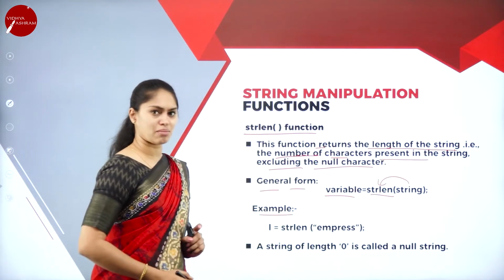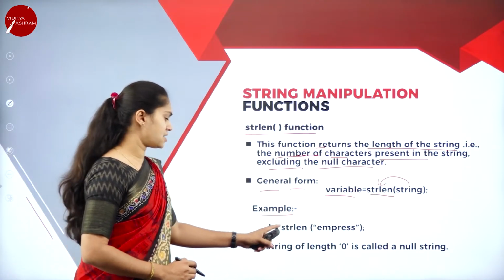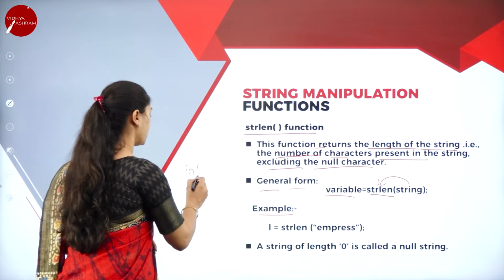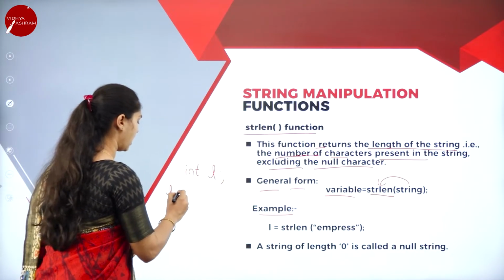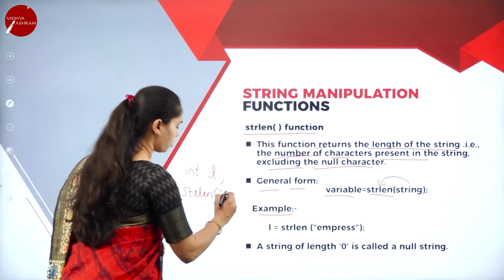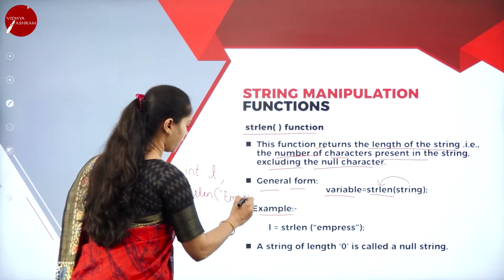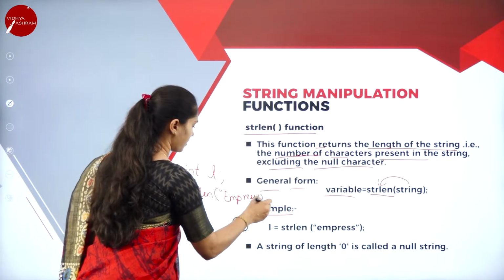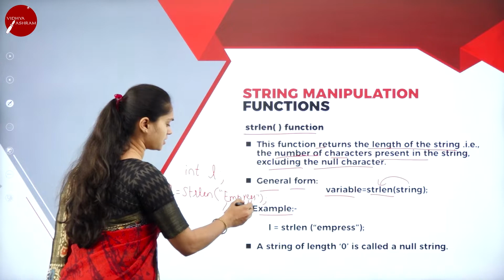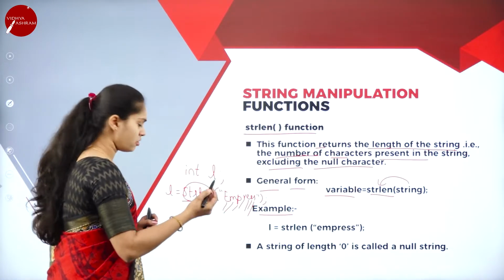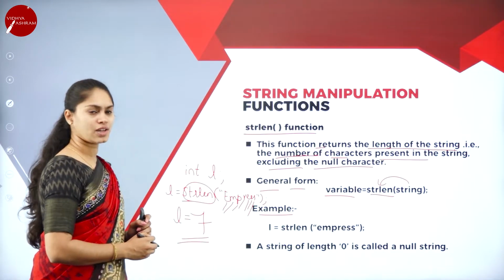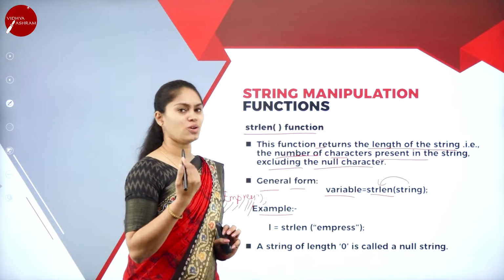Here you can see one more example. What is the variable I am taking? L = strlen. Prior to this, you declare int L. After that, L = strlen of, I am taking a value called EMPRESS. Now you count how many characters: 1, 2, 3, 4, 5, 6, 7. Then the string length function returns 7, and that will be stored in the variable called L. This is how the string length function works.